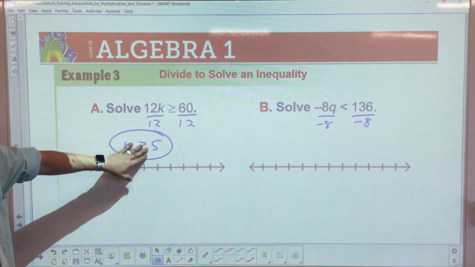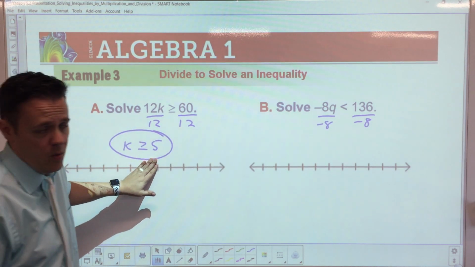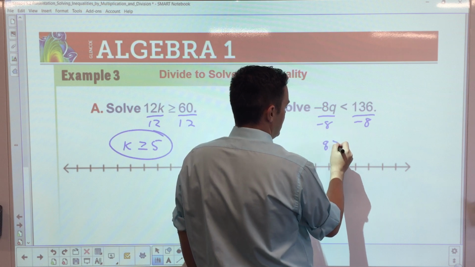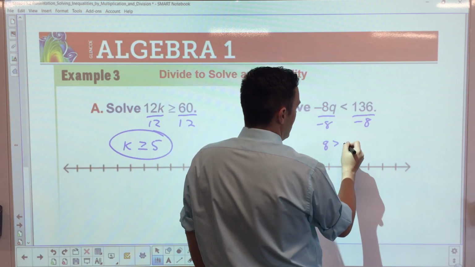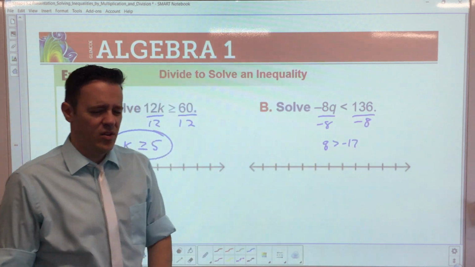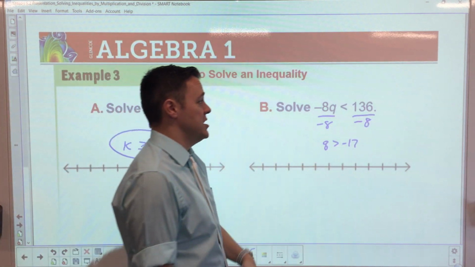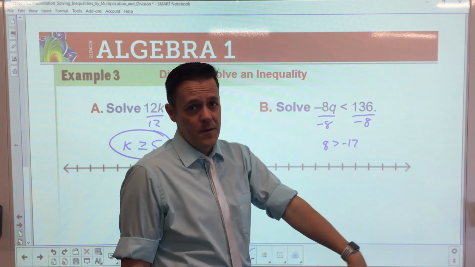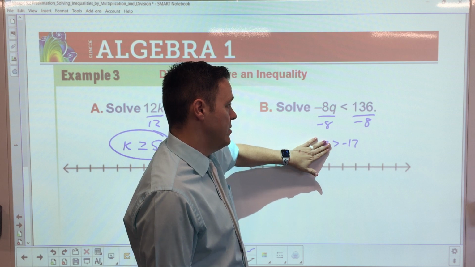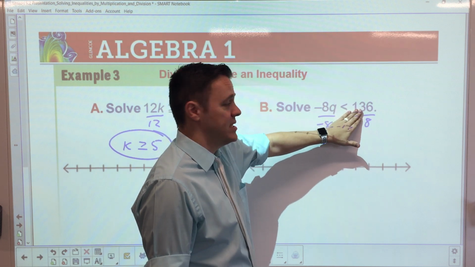Okay, do you have to switch the sign? No, but this one we're dividing by a negative, so you have to switch the sign around. Now, I think that's negative 17. I'm not sure, but I think if you do it in the calculator, you'll figure it out. The reason you have to switch it is because if I plug in a number that is greater than negative 17, so if I plug in a 0, is 0 less than 136?